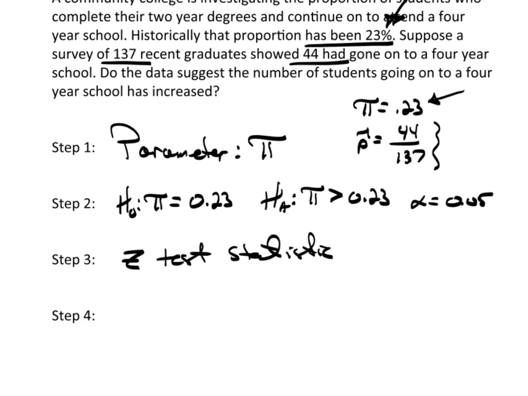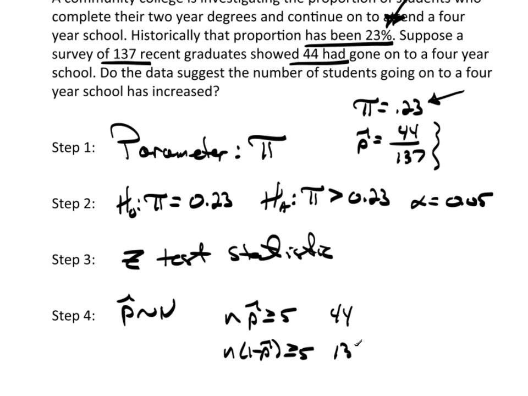Now we need to take a look at our assumptions. The assumption is that p hat is distributed normal. This is reasonable if n times p hat is at least 5 and n times 1 minus p hat is also at least 5. Well, n times p hat is 44. If I multiply this by n, or by 137, I get 44. And n times 1 minus p hat, that's going to be 137 minus 44, which is 93. Check. Both of these are greater than 5.